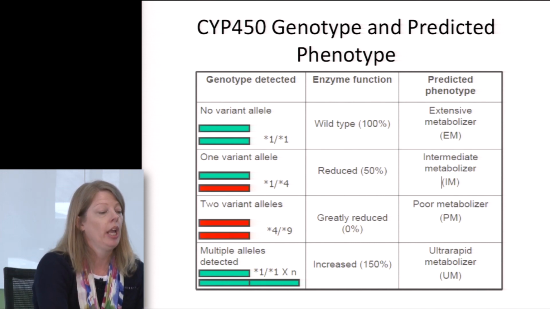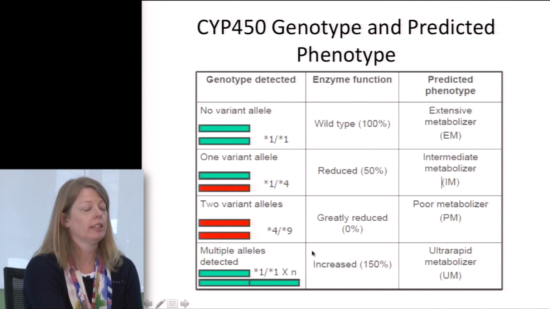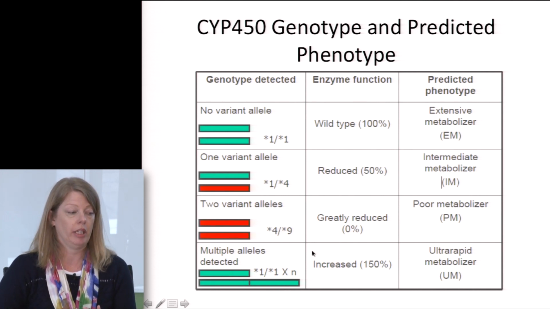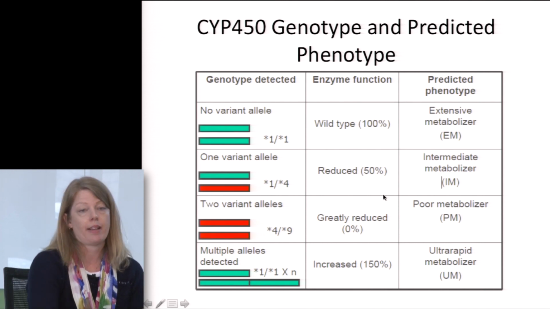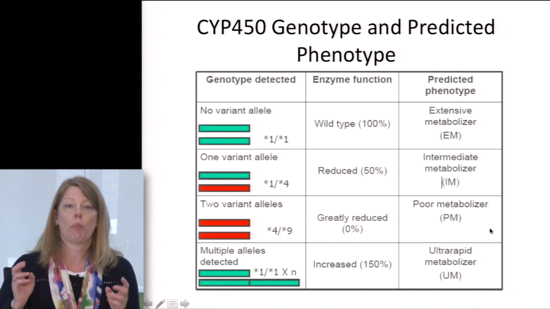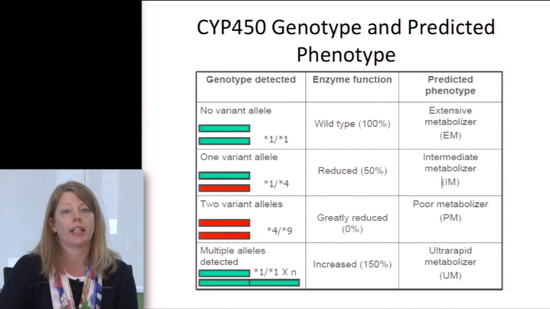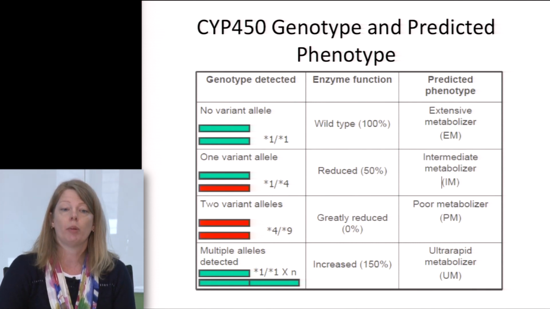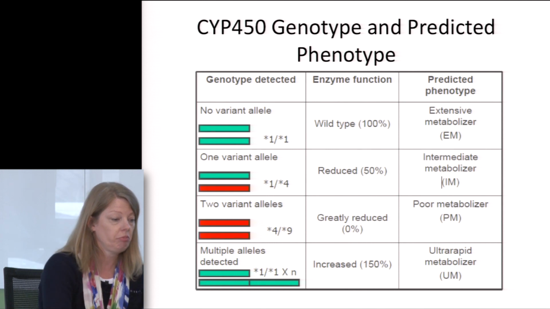In a person who has two variant alleles, two alleles that either encode for an enzyme with no activity or reduced activity, then the enzyme function is greatly reduced in that person, and that person is considered a poor metabolizer, or PM. You'll hear these terms over and over again when dealing with any kind of pharmacogenomics with cytochrome P450s, the EMs, IMs, and PMs. Remember, an extensive metabolizer just means normal.